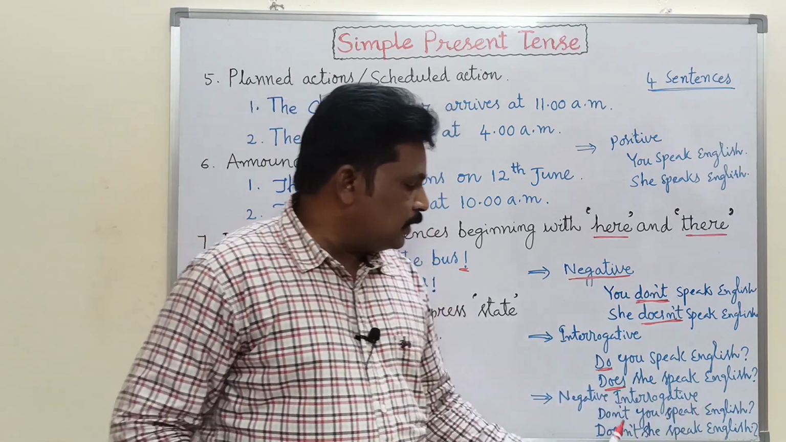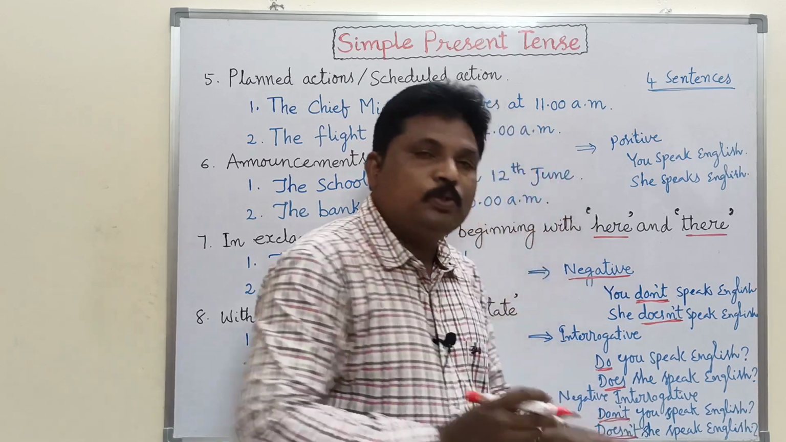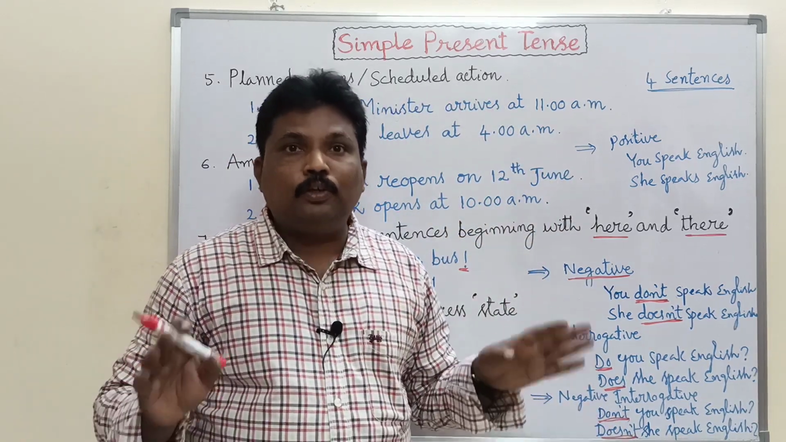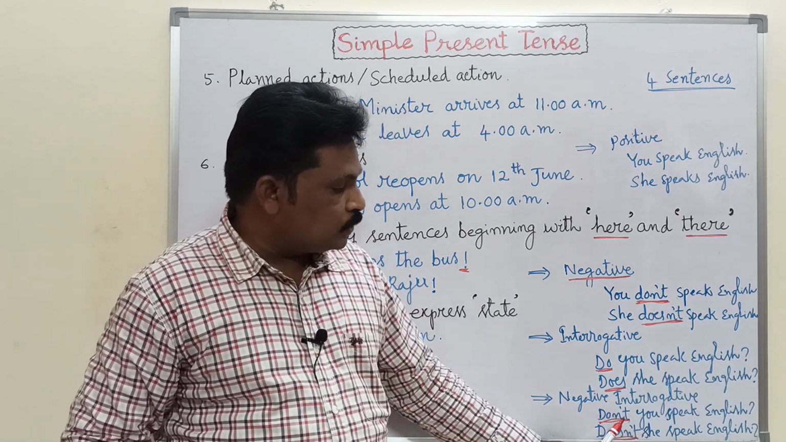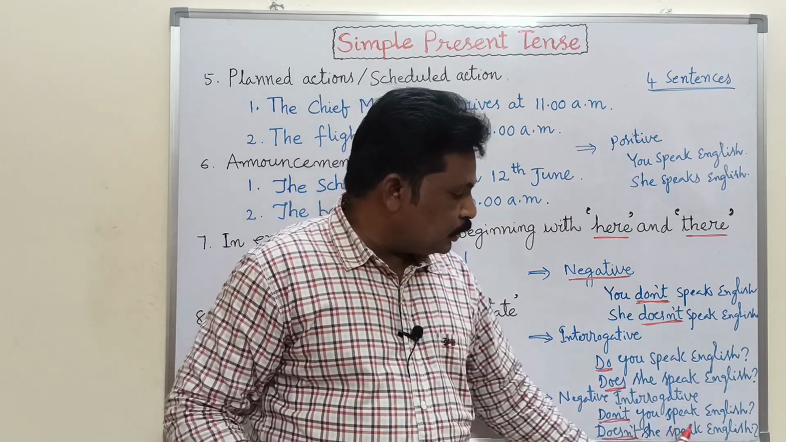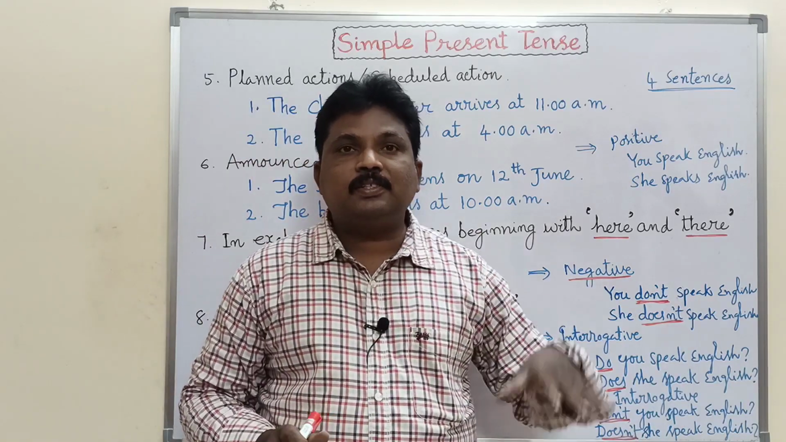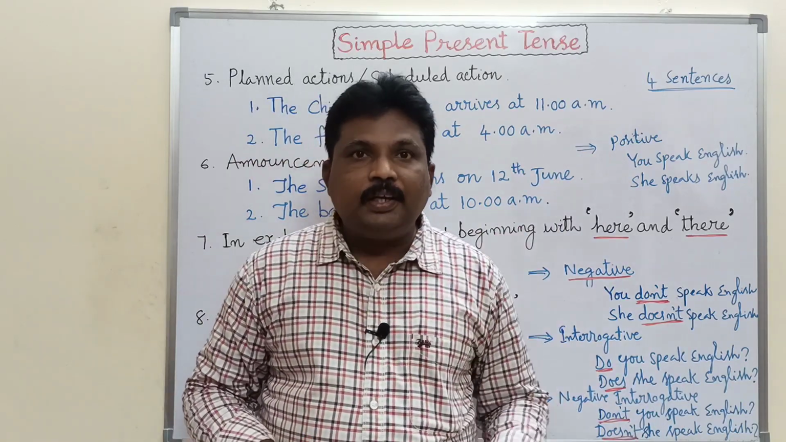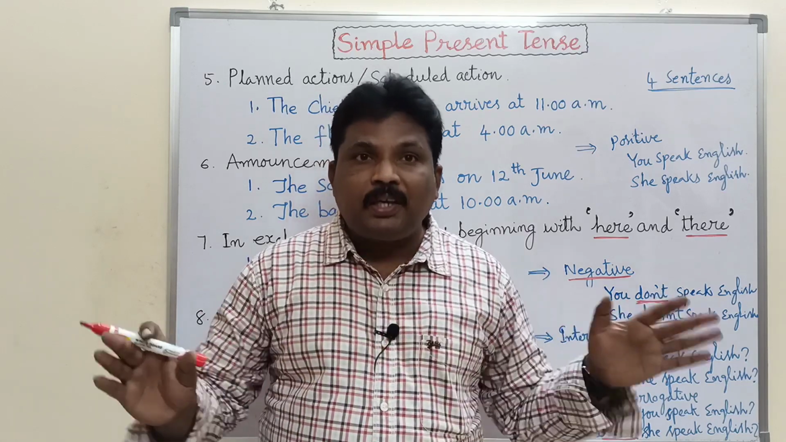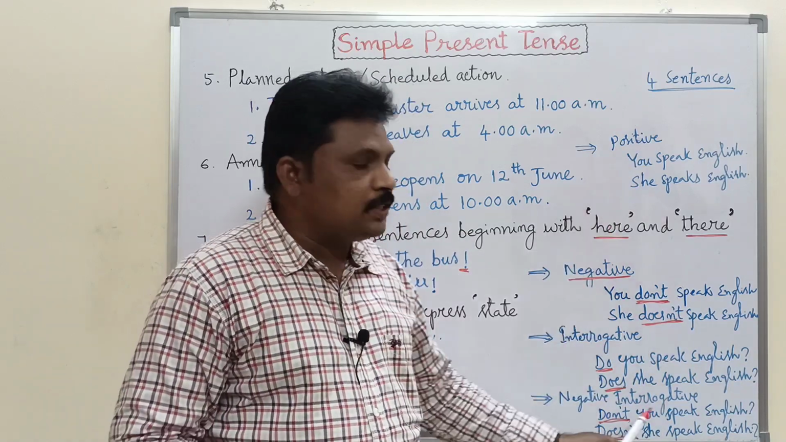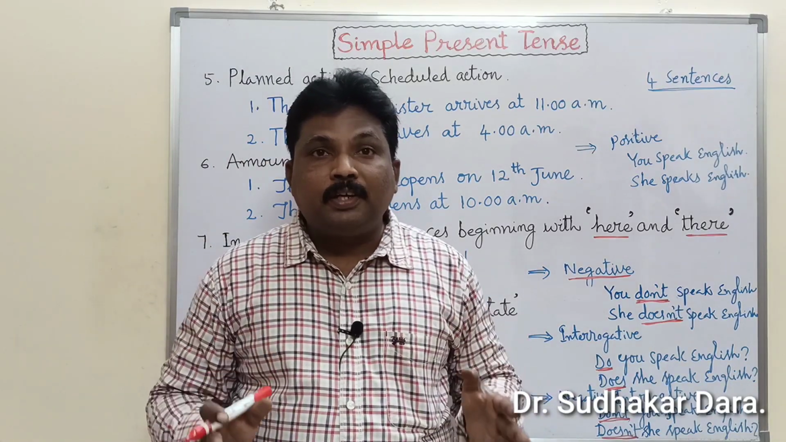Next, a negative interrogative sentence is formed with don't and doesn't. Don't is used with all subjects except third person singulars. For third person singulars, doesn't is used. So example will be like this. Don't you speak English? Doesn't she speak English? This is how we can write affirmative sentences, negative sentences, interrogative sentences, and negative interrogative sentences. Those who are interested in speaking the sentences need to learn the four kinds of sentences. These are all the usages where simple present tense is used.